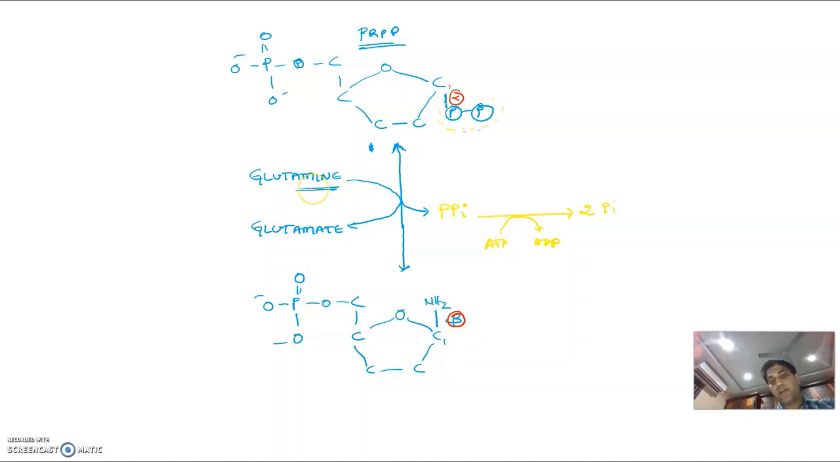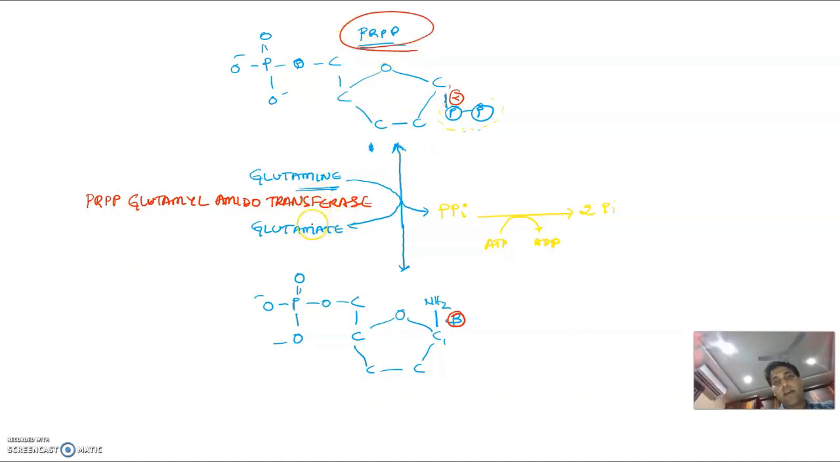Glutamine is utilized to form glutamate. Pyrophosphate is converted to two inorganic phosphates. The enzyme required for this reaction is called PRPP glutamyl amidotransferase. PRPP glutamyl amidotransferase.